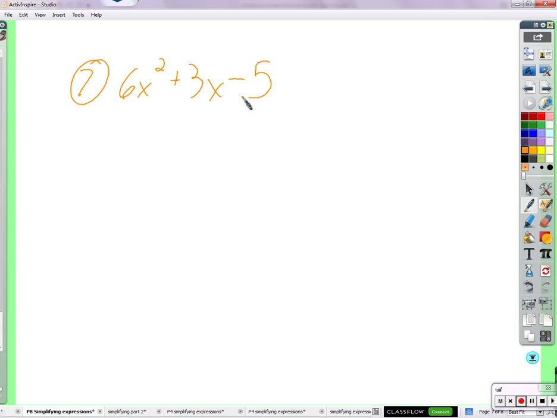Why is that exactly? Because 5 doesn't have x. If 5 did have x, then you could do something, but since it doesn't have x, you can't do anything with it. Okay, well, this has an x. Can you do something with this guy that has an x, this guy that has an x? No. Why not?